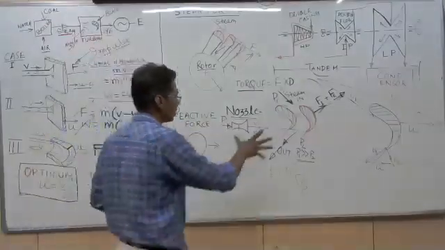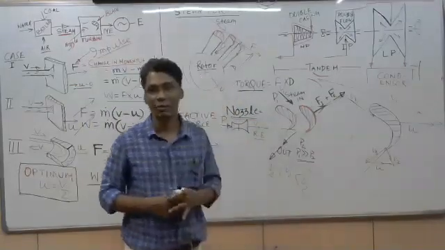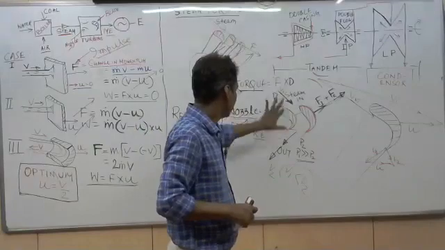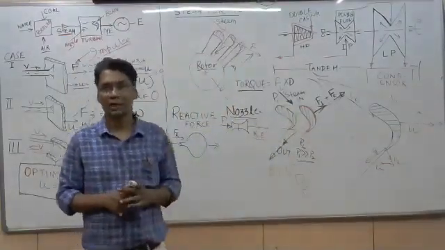So this is the fundamental of the blades used in the utility turbine, that is the power generating turbine, and this is in short the reactive and impulse turbine.